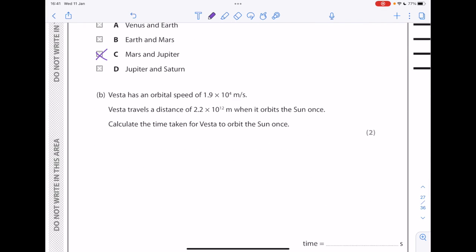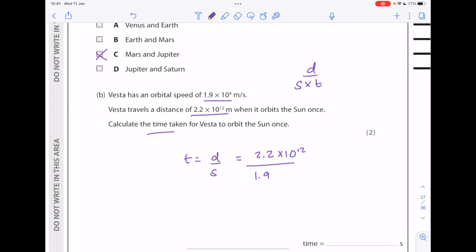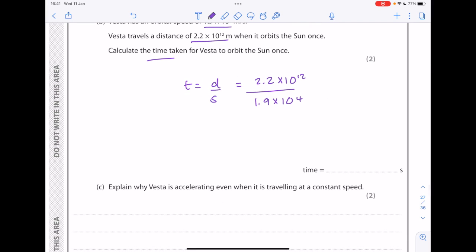Vesta has an orbital speed of 1.9 times 10 to the 4. Vesta travels a distance of 2.2 times 10 to the 12 meters when it orbits the Sun once. Calculate the time taken for Vesta to orbit the Sun once. So time is distance divided by speed. So the distance is 2.2 times 10 to the 12. Speed was 1.9 times 10 to the 4. So our value here is 1.2 times 10 to the 8.